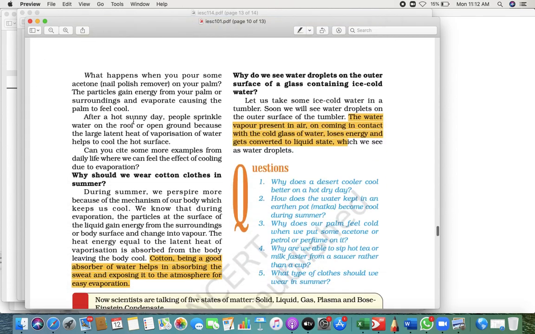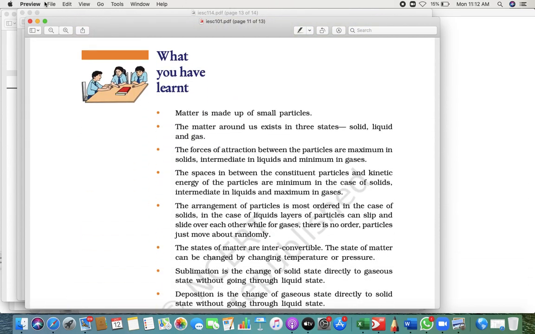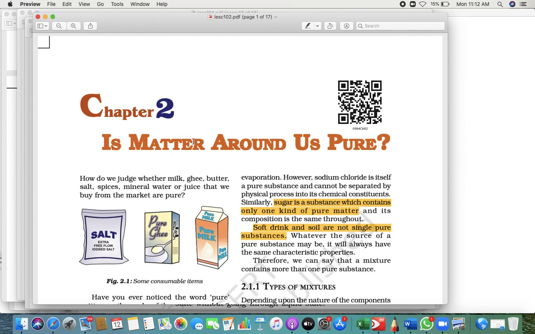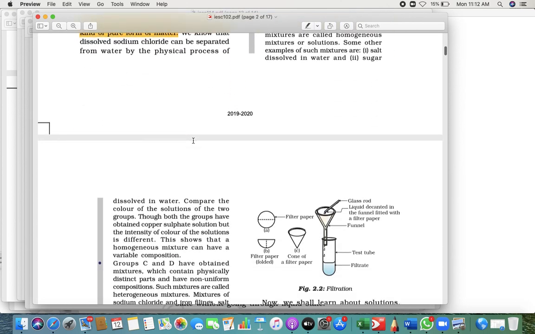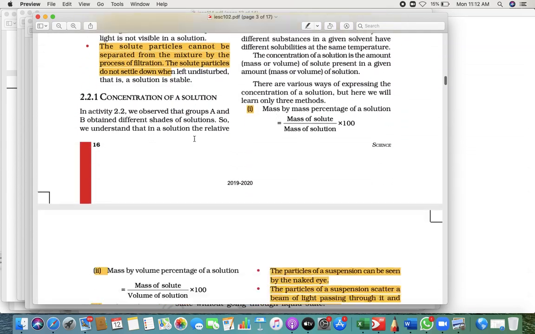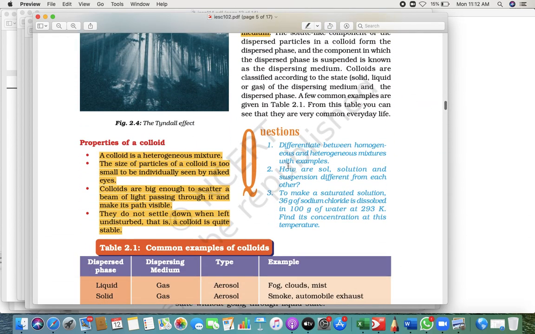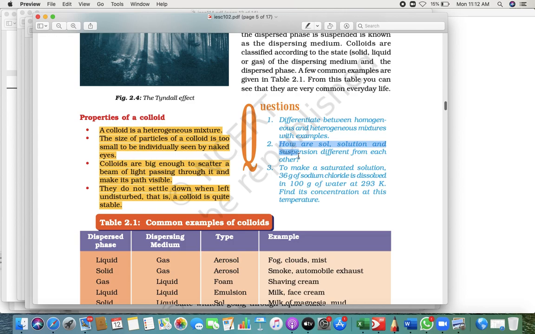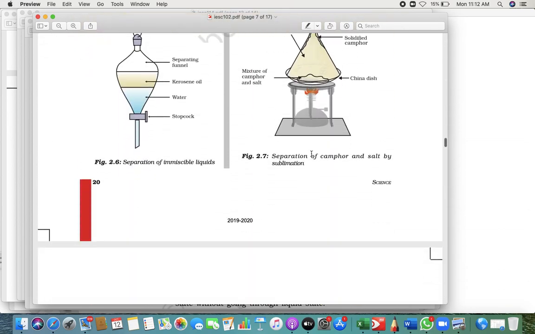Then how does evaporation cause cooling, right? What type of clothes do you wear in summer? Those things you have to put a note on. Don't worry, the paper is already from the textbook itself. Just put a little effort to understand what I said. Type of mixture, solution, right? So basically there is a difference which we already learned in this question, differentiate between homogeneous and heterogeneous mixture, solute and suspension.